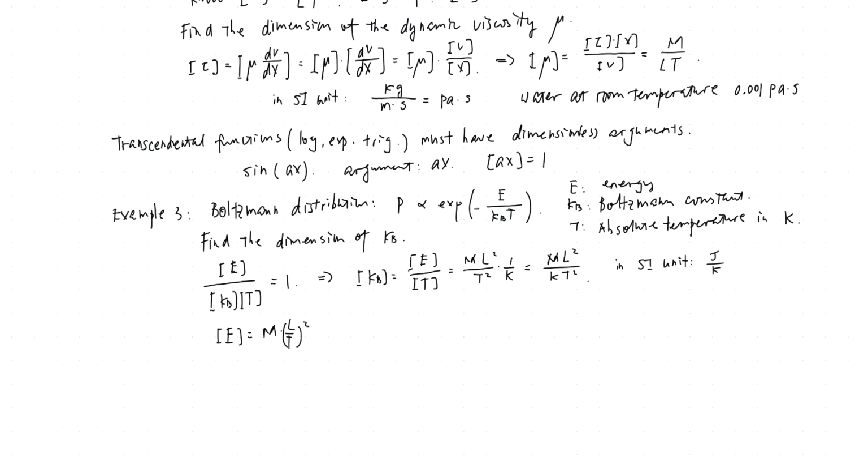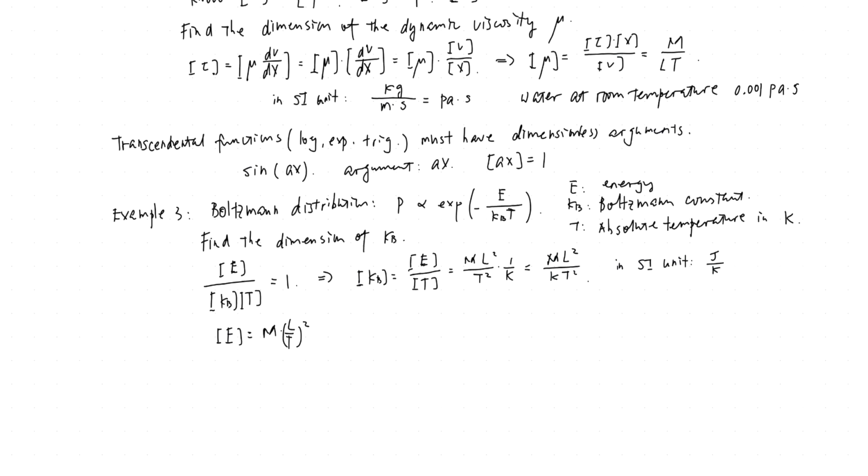Well, it's not surprising to say it's joule per Kelvin because if you look at this equation, the dimension of the Boltzmann constant is the dimension of energy divided by the dimension of temperature. Then it is joule per Kelvin, being consistent with the physical interpretation of the Boltzmann constant as the energy change per unit change of temperature.